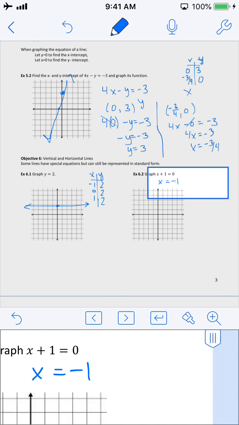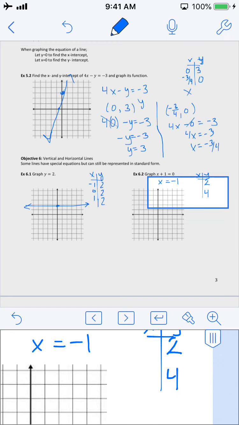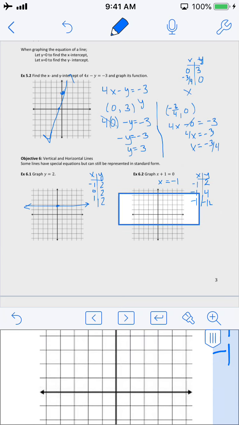Okay, cool. So if I had a little table, y, if I had 2, 4, oh geez, 2, 4, negative 12. No matter what y was, x was negative 1. It had to be. All right, so if I were to plot all those, I would just go back to x equaling negative 1, and we would see a vertical line.